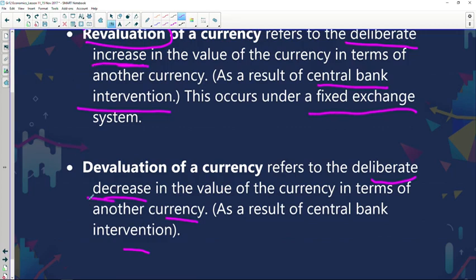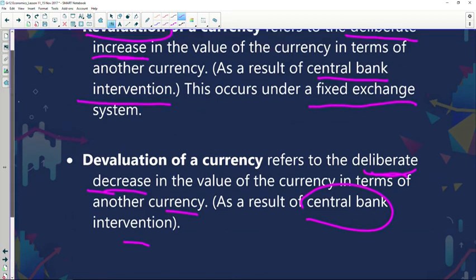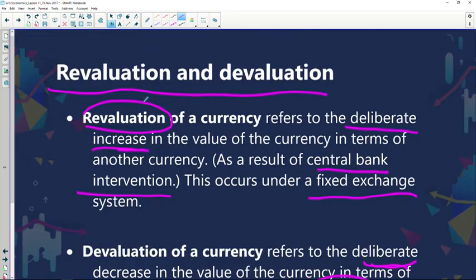Both of them are deliberate, so it is the central bank wanting to intervene for a particular reason, because there is an economic objective that they want to achieve. So in order for them to achieve that economic objective, they would need to play around with the value of the currency using revaluation and devaluation.